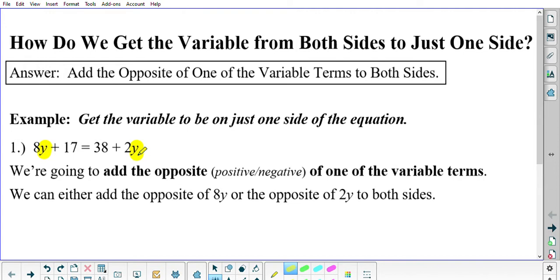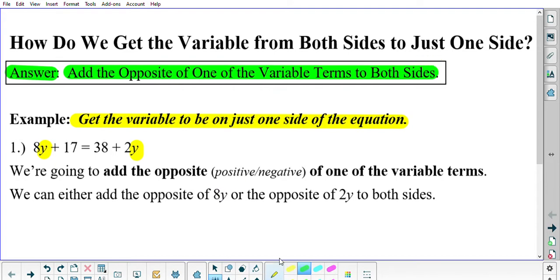I'm going to tell you right now, our goal for today is just to learn how to get the variable to be on just one side of the equation. So how do I do that? Well, the answer is in the box. The way that you get the variable on one side is to add the opposite of one of those variable terms, but to do it to both sides.